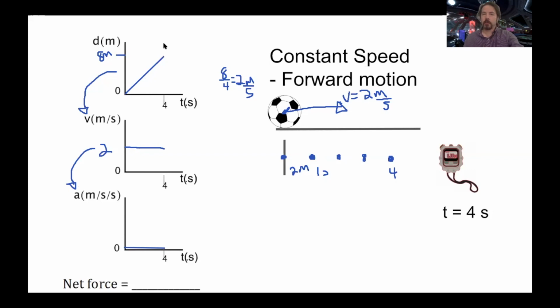So we started up here with the distance graph, and we watched the soccer ball travel a distance of 8 meters over 4 seconds. We looked at its change in distance over time, which is called slope. It's also the definition of velocity. Then we came up with 2 meters per second. So now we have an angled straight line, which results in a flat line for the next graph, which then results in a 0 slope, okay?